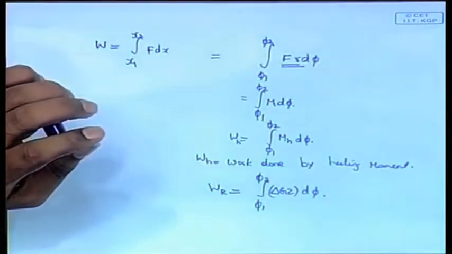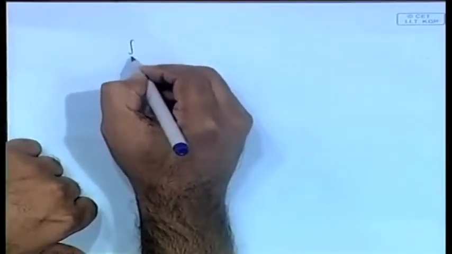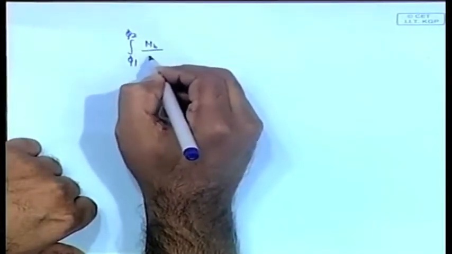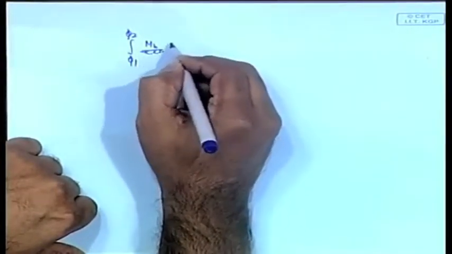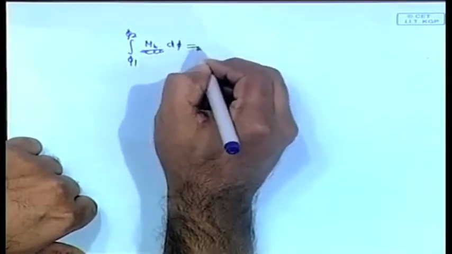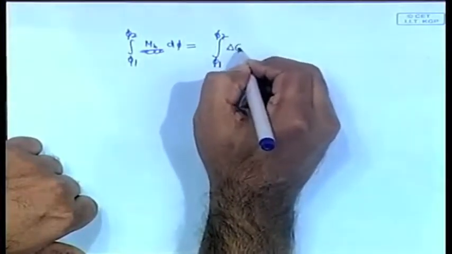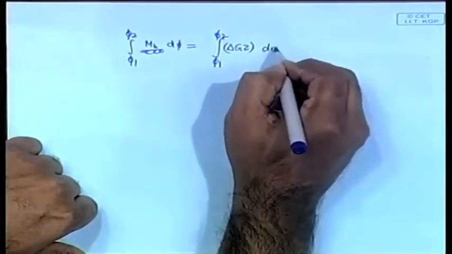Now suppose the ship is heeling and this righting moment is acting. The ship will obviously come to rest at a state when the work done by the heeling moment and the work done by the righting moment are equal, identical. So at that stage, integral of MH d phi equals integral from phi 1 to phi 2 of delta GZ d phi.